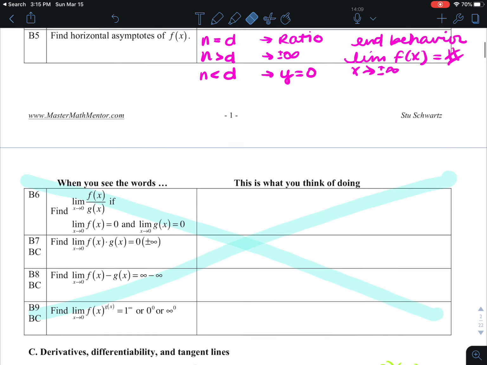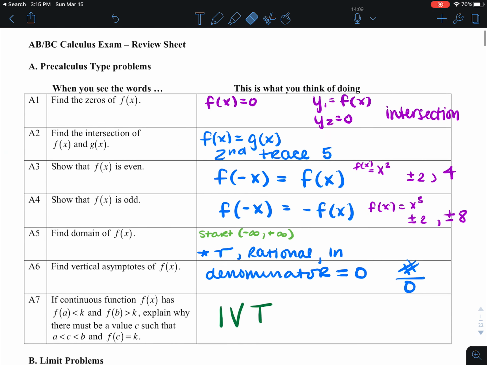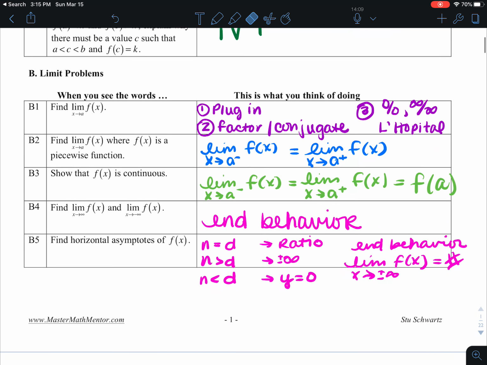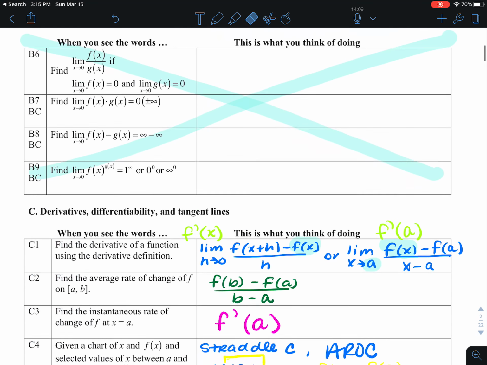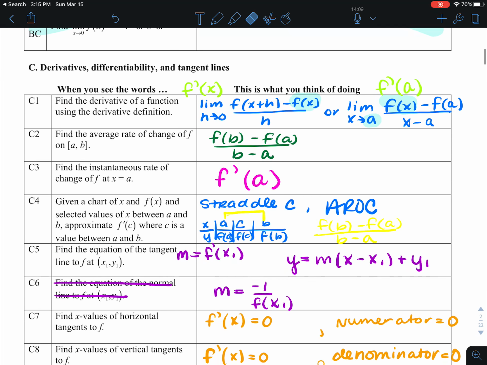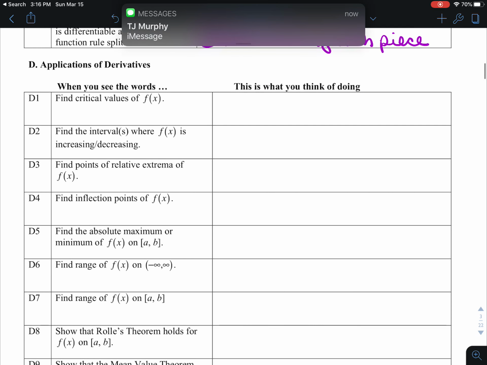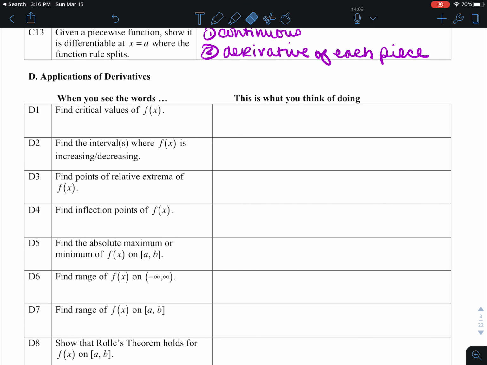Whenever we do this on Tuesday, I really would like you to go back to the beginning of this packet and review what we've already talked about. We've talked about the pre-calculus type problems, the limit problems, ignore BC, and the derivatives, differentiability, and tangent line rules. What I want you to get in the habit of thinking is when you see problems, I want you to see these words, and this is what you've got to do. Okay, so for applications of derivatives.